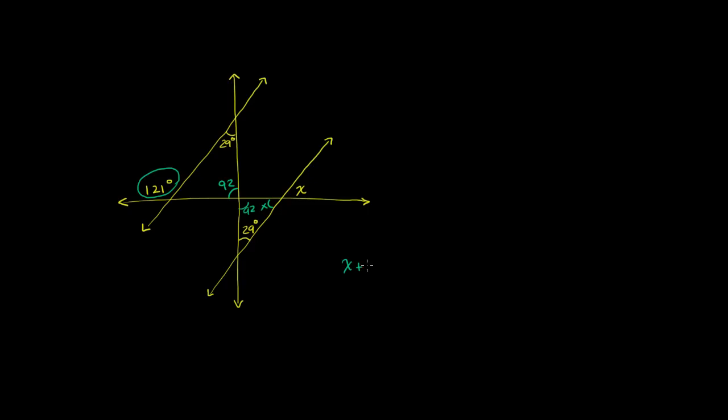And you could say x plus 92 plus 29 is equal to 180 degrees. And you would say x plus 92 plus 29 is going to be 121 degrees. We already knew that before. And so that is going to equal 180 degrees. And so x is equal to 59. X is equal to 59 degrees. So there's a ton of ways that you could have thought about this problem.